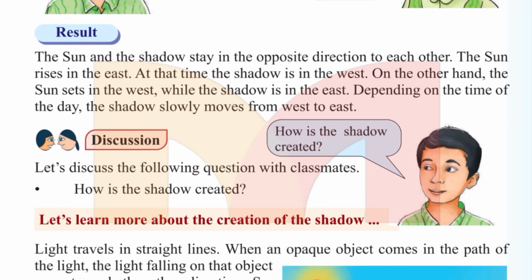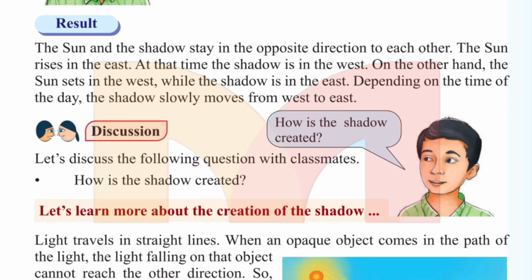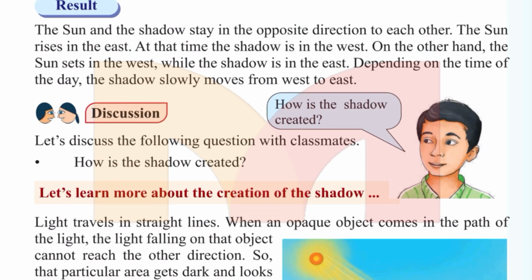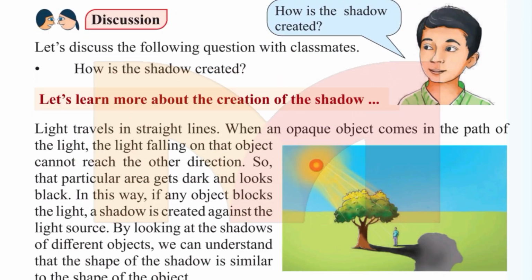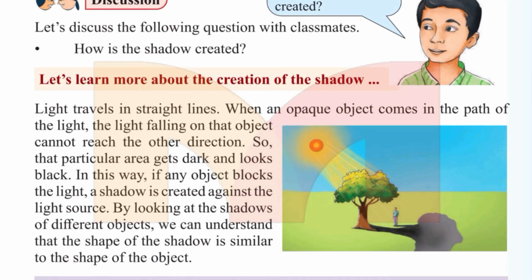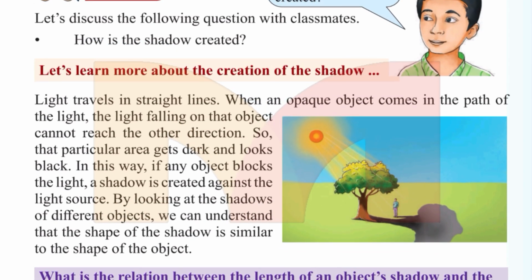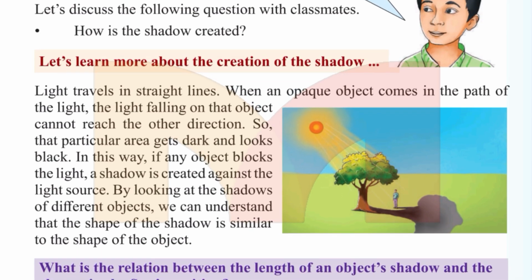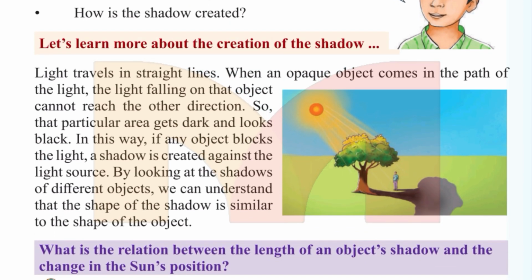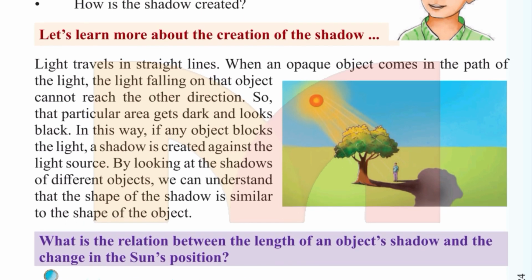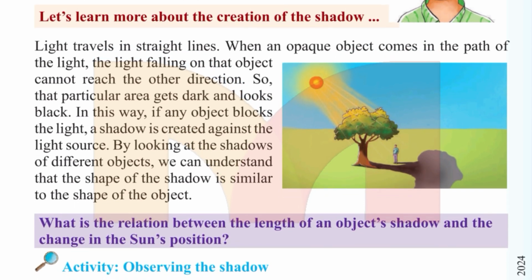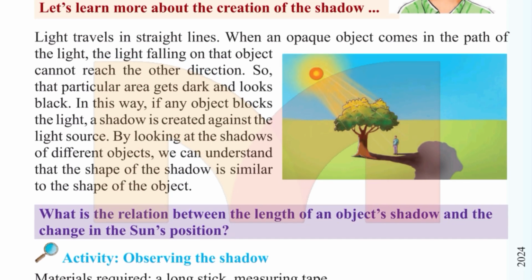How is shadow created? Discussion. Let's discuss the following questions with classmates. How is the shadow created? Let's learn more about the creation of the shadow. Light travels in straight lines. When an opaque object comes in the path of the light, the light falling on that object cannot reach the other direction. So that particular area gets dark and looks black. In this way, if any object blocks the light, a shadow is created against the light source.